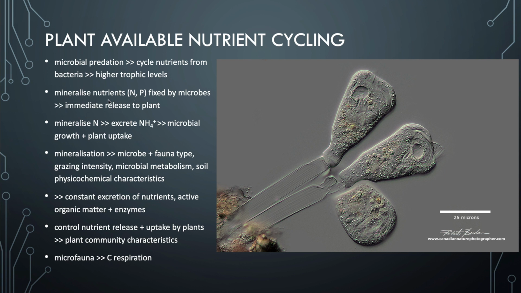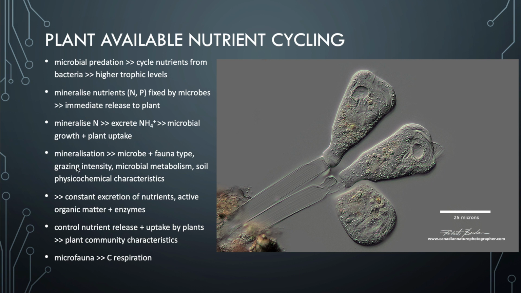And then as the protozoa defecate those excess nutrients, these nutrients become immediately released for plant consumption, and other organisms can also take advantage of those nutrients, such as bacteria and fungi, for example. They can take in those nutrients that are released as well. So protozoa mineralize nitrogen and excrete ammonium, and this is a source for microbial growth and plant uptake. So that's just to summarize the nitrogen cycle part of it.